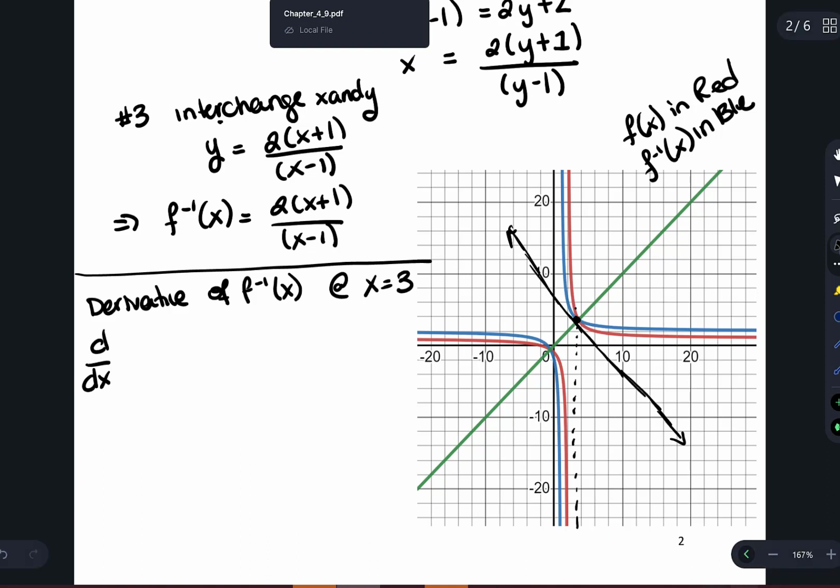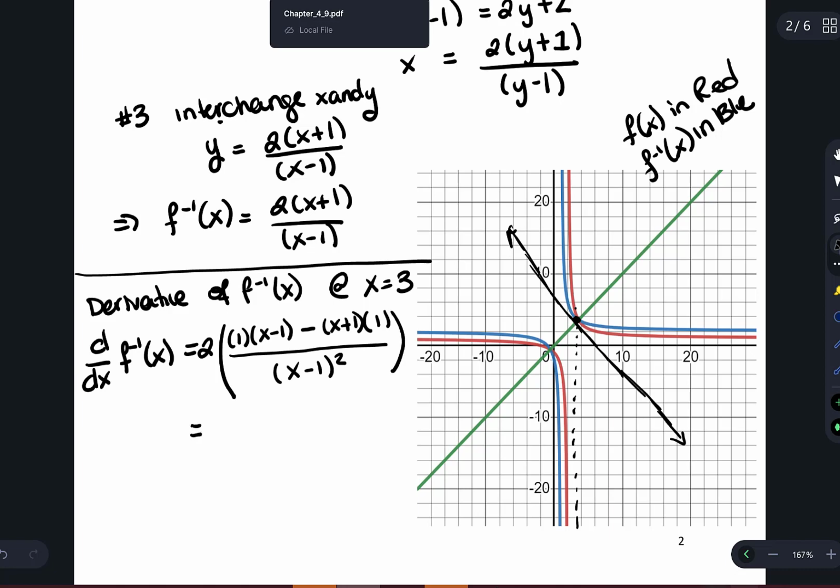So here we've got the derivative with respect to x of the inverse function of x using our quotient rule. Well, first, notice we have a 2 that is a constant, so I'm going to pull that out, and then I'm going to apply my quotient rule. So the two functions I'm going to have are x plus 1 in the numerator and x minus 1 in the denominator. Looking first at the derivative of x plus 1, I have that is equal to 1 times the function in the denominator minus the function in the numerator times the derivative of the function in the denominator. And then all of this divided by the function in the denominator squared.